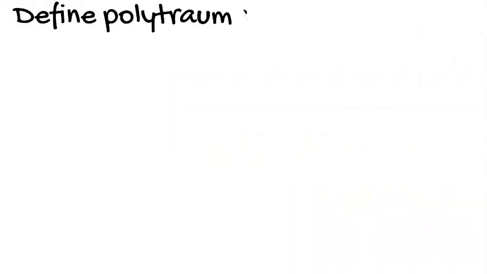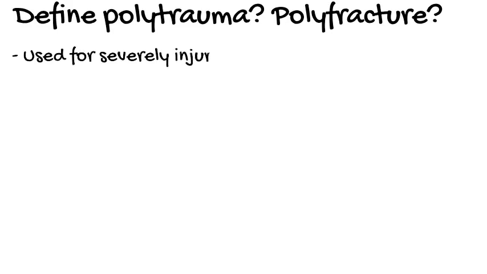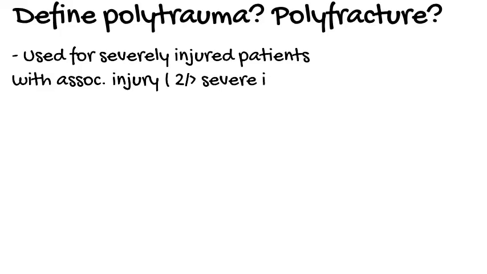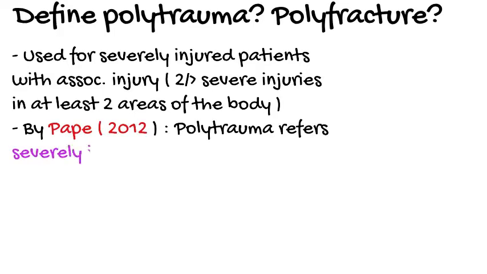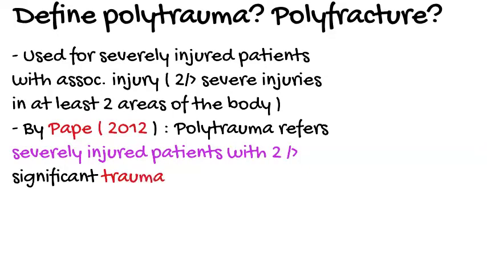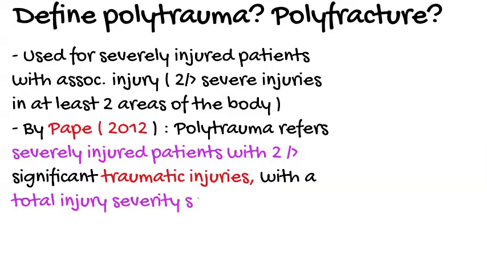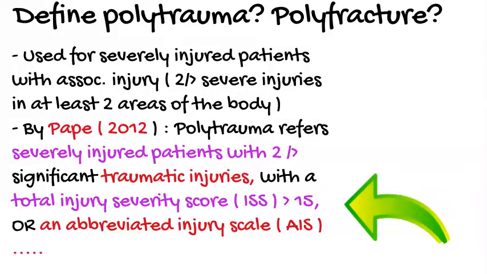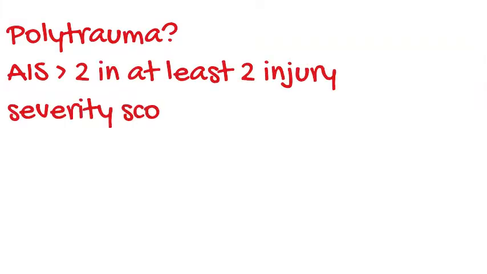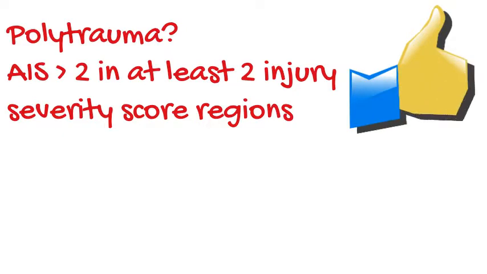How do you define polytrauma and polyfracture? Polytrauma is typically used for severely injured patients with at least two or more severe injuries in at least two areas of the body. Definition by Pape et al. 2012: polytrauma refers to severely injured patients with two or more significant traumatic injuries with a total injury severity score, ISS, of more than 15, or an abbreviated injury scale, AIS. Again, polytrauma is defined as AIS more than 2 in at least 2 injury severity score regions.